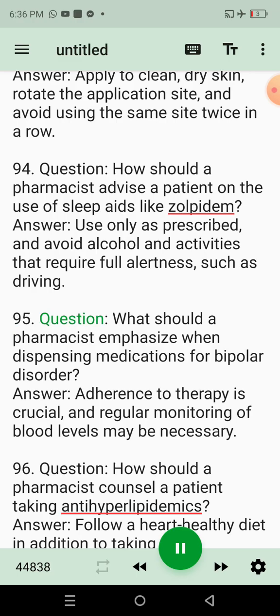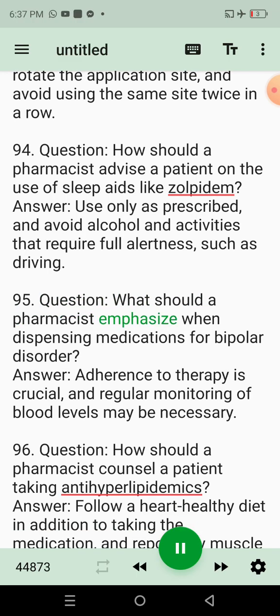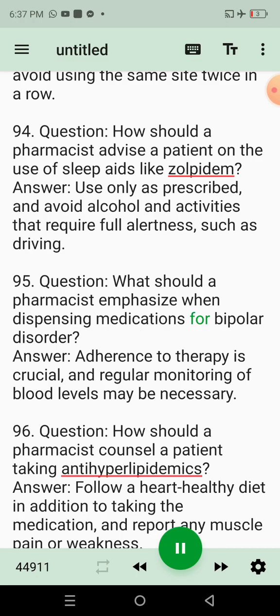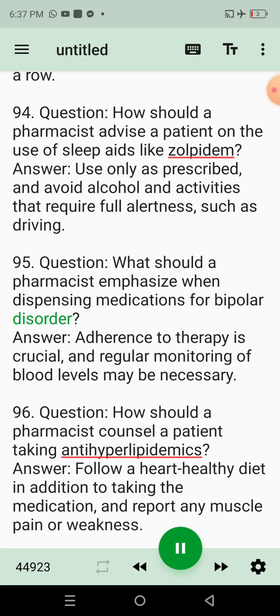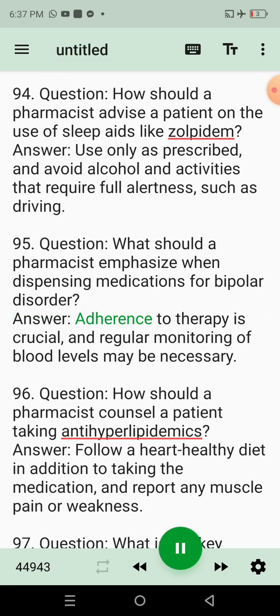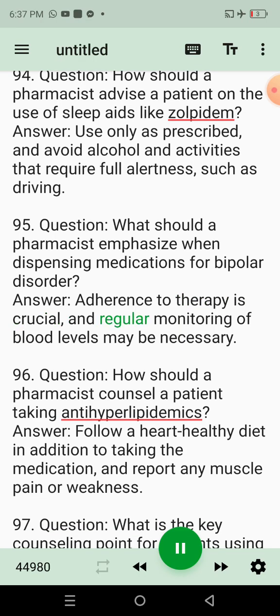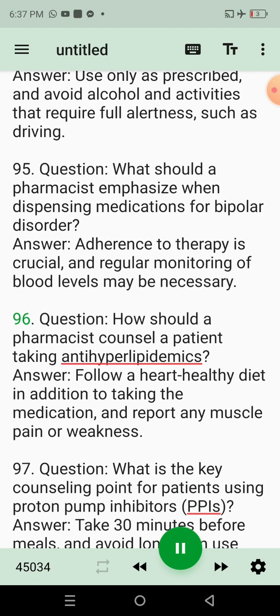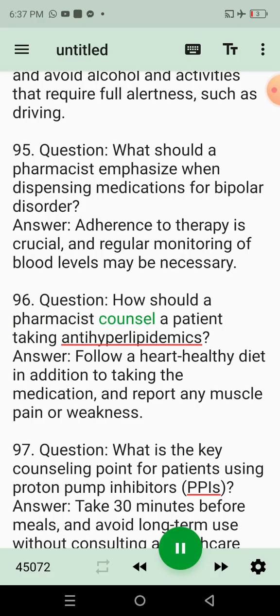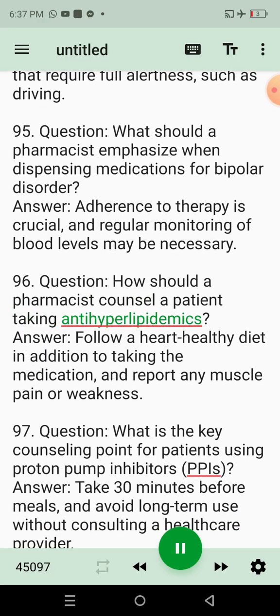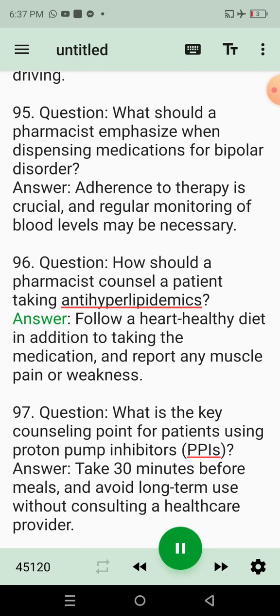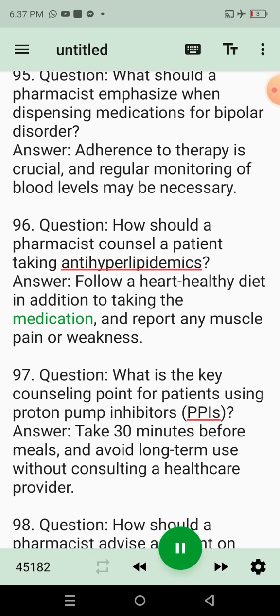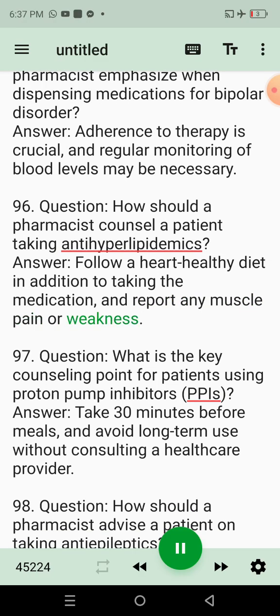95. Question. What should a pharmacist emphasize when dispensing medications for bipolar disorder? Answer. Adherence to therapy is crucial, and regular monitoring of blood levels may be necessary. 96. Question. How should a pharmacist counsel a patient taking anti-hyperlipidemics? Answer. Follow a heart-healthy diet in addition to taking the medication, and report any muscle pain or weakness.